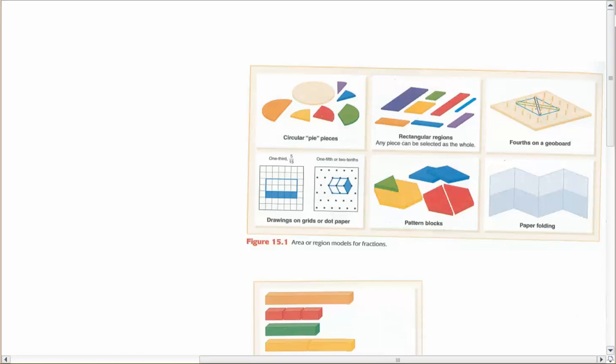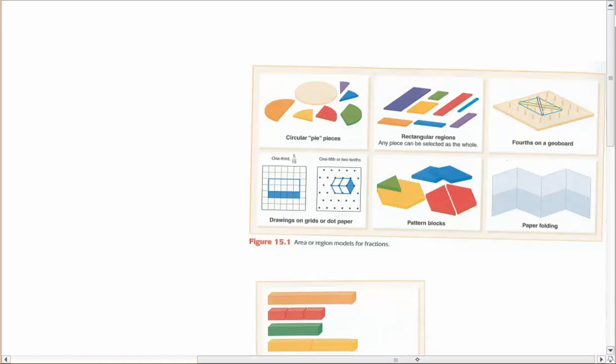We can take a rectangle and cut it into 4 equal pieces. We can do drawings on grids or on isometric dot paper and talk about the proportions of the areas there as fractions. And lastly, we can take sheets of paper and fold them up into different fractional parts. All of those are related because it's the area of the parts that creates the fraction.